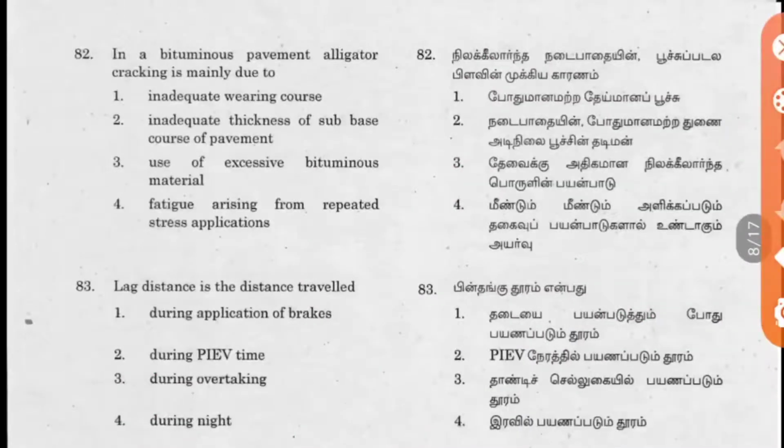Question 82. In the bituminous pavement, alligator cracking is mainly due to. Alligator cracking is due to the repeated stress application only. So option 4 is the right answer.